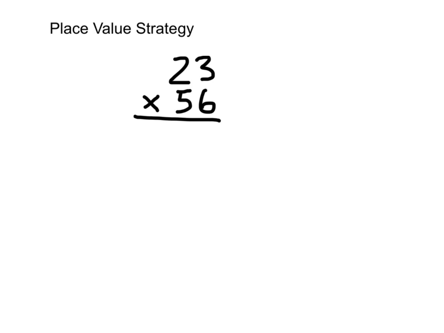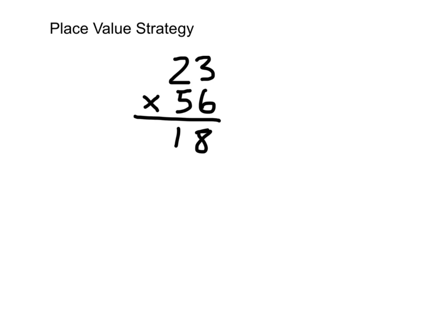In order to do this, you are going to look at each individual digit and multiply them together. What's important to remember is that this is the ones column and this is the tens column. So there's a really big emphasis on place value, hence it being called the place value strategy. So first I'm going to think of 6 times 3. Now I've mastered my multiplication facts, so I know that 6 times 3 is 18.